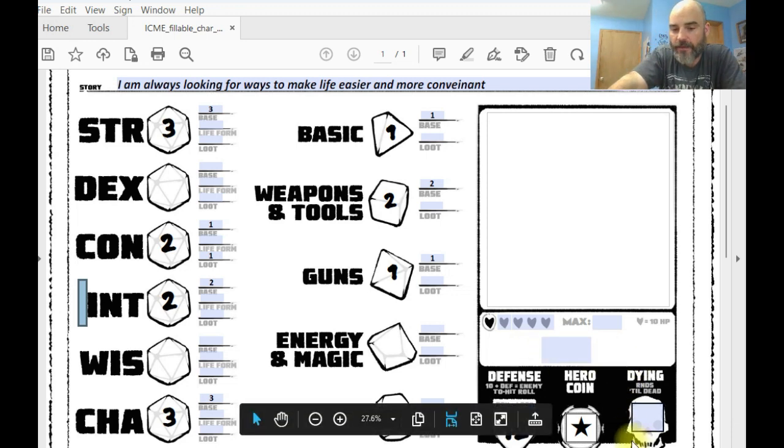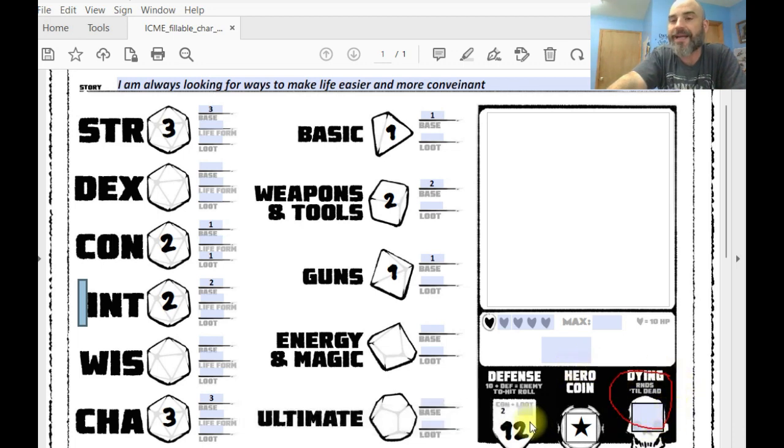Last but not least, dying. The way this works is when you drop to 0 HP, your character is unconscious and/or dying. I like a little bit of realism, so if you get hit with a bladed weapon, most likely you're bleeding and you have a mortal wound.